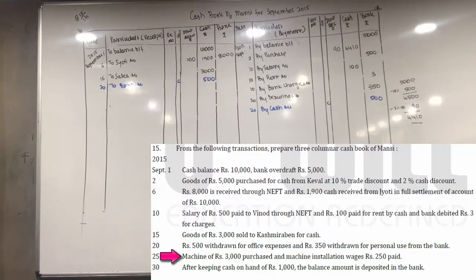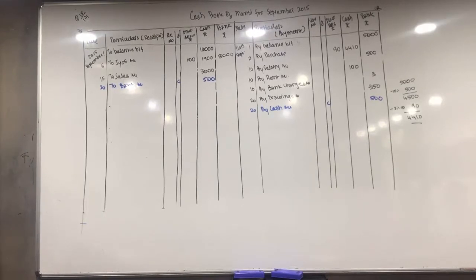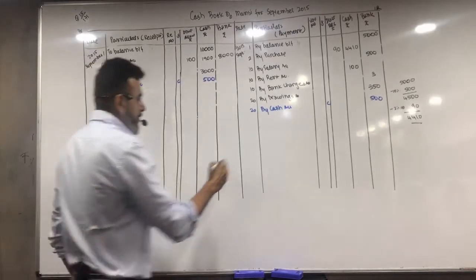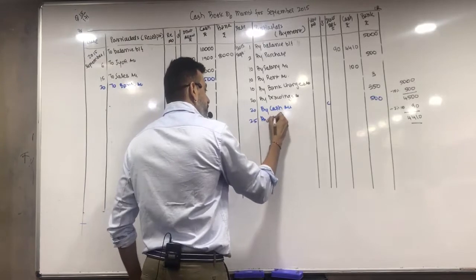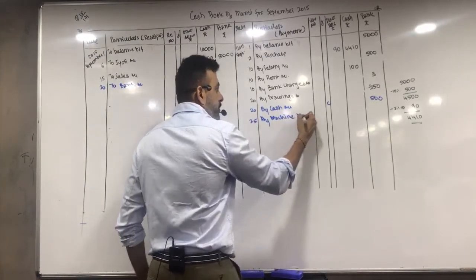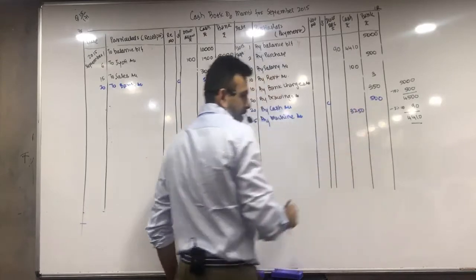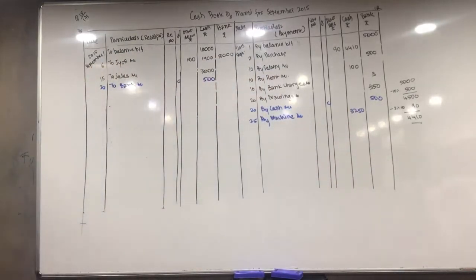Machine of 3,000 purchased and machine installation wages 250 paid. Which side? Payment side. How much was the machine bought for? Saying machine was bought for 3,000 is wrong. 3,250. So by machine account, 25th, by machine account 3,250. Did you understand? Okay. All expenses for purchase of asset will be added to the cost of the asset. Now 30th, mark it important.